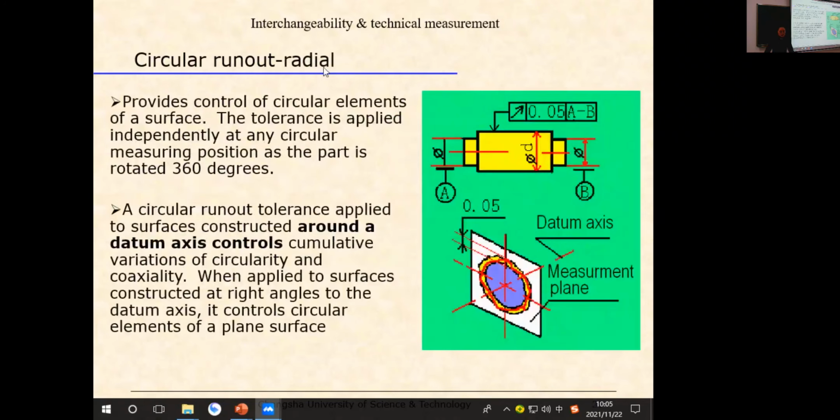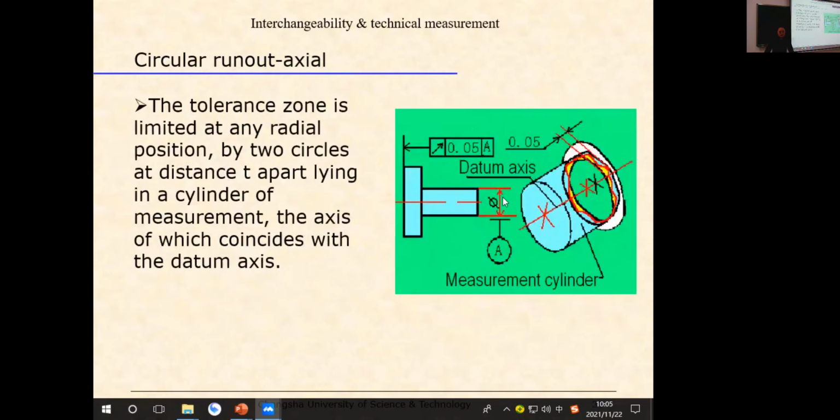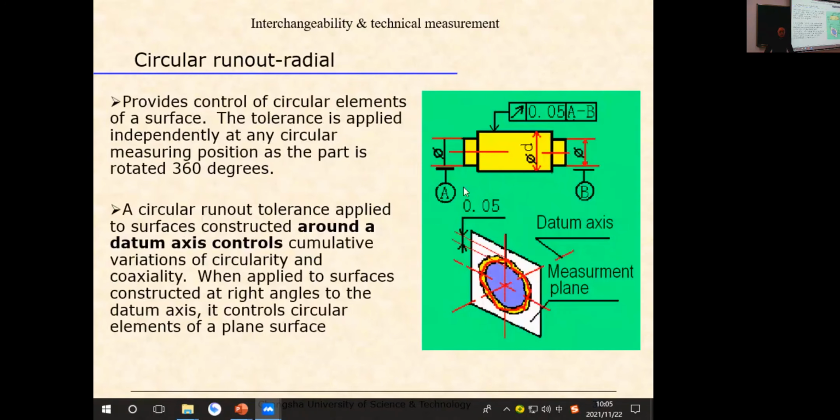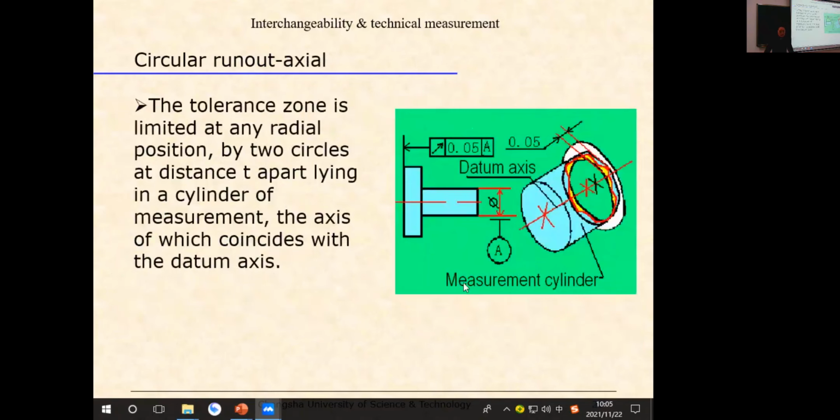So this is the radius, and this is the axis. The tolerance zone is limited at any radial position by two circles at a distance apart lying on a cylinder of the measurement, the axis of which coincides with the datum axis. It's the same. This is this end surface. This is the radius, right? It's the same method to measure the cylindrical.